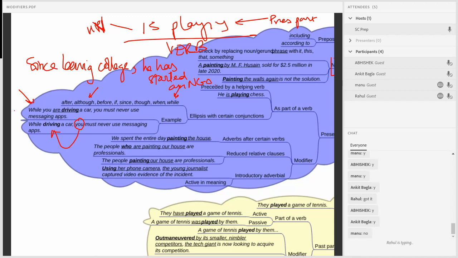Got it. Manu is saying it sounds weird. Abhishek and Ankit are saying it sounds okay. Rahul is saying it sounds weird. Fair enough. Then, yeah, we need to remember that this can happen, right?